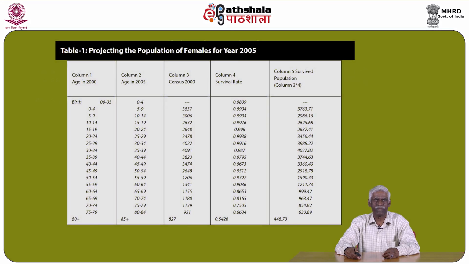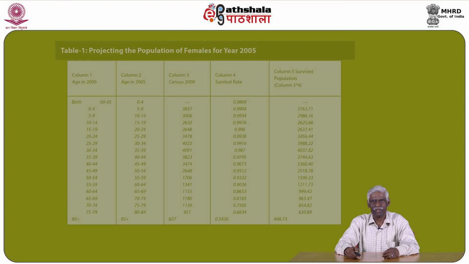In the example, we can see that the table refers to the first set of tables for the projection, that is, projecting the population of females by the year 2005. Column 1 refers to age in the year 2000, column 2 refers to age in 2005, column 3 refers to census 2000 data, column 4 refers to survival rates, and column 5 is the surviving population, that is, multiplying columns 3 and 4. The data clearly depicts the various calculations and the results across different age groups while projecting.